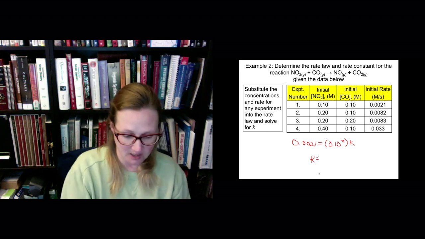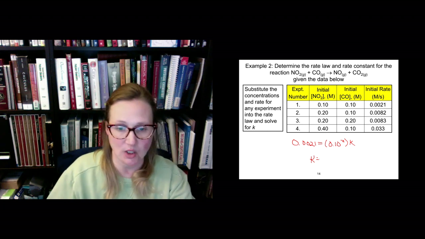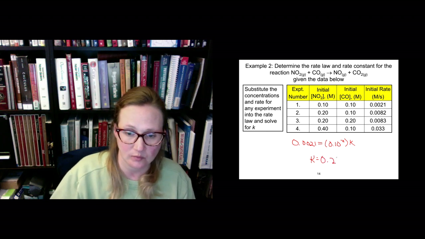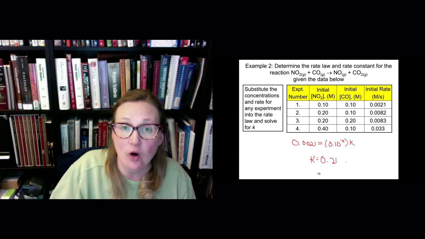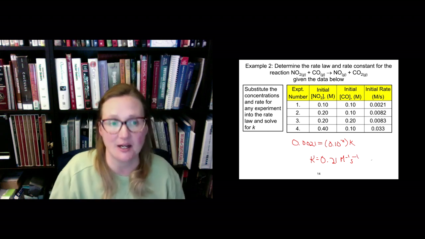All right, and if we take our calculators out, we can see 0.0021 divided by 0.1 squared, and we get 0.21. All right, and remember, for our 2nd order rate constant, our units are per molar per second. Okay, so that's our rate constant.